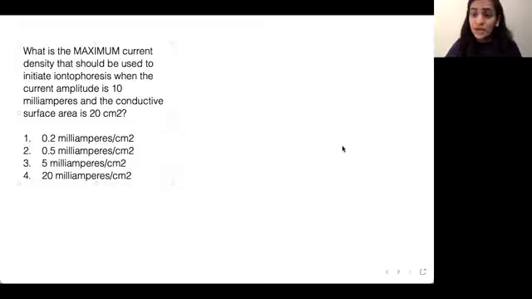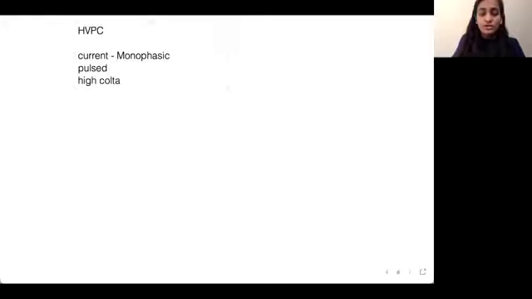Clear? Because we're doing iontophoresis, the next one that I want to talk about is your HVPC. That is your high voltage pulse galvanic current. Now, what is the type of current? This is also monophasic. Is it pulsed or is it continuous? This is going to be pulsed. It's not continuous. Is it high voltage or low voltage? It is high voltage.